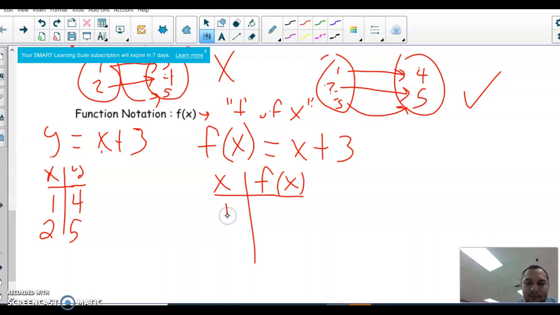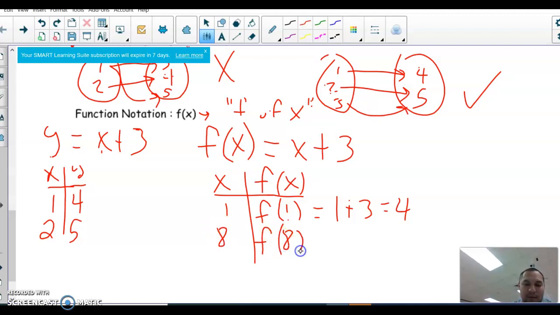So if x is 1, we would plug in 1, so then x is 1. That tells you to replace the x with 1, resulting in an output of 4. If x is 8, replace the x with 8, giving an output of 11. So x is just the variable. That's what you replace with your domain, your inputs. f is just the name of it. That does not matter, has no bearing on anything other than telling you where to go.